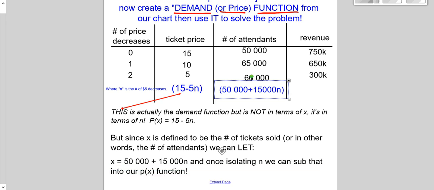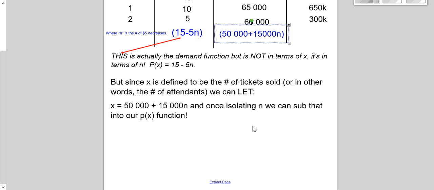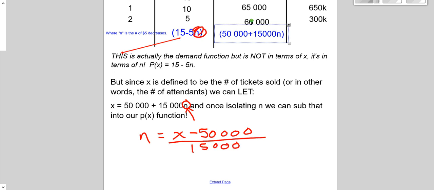So if we did a little bit of rearranging for N, because this N we want to get rid of, and we want to replace it with something that has an X in it, let's take this N and rearrange. Just using a little bit of algebra, I'm going to move my 50,000 over and divide by 15,000. So if I isolate this N, that N is going to be X minus the 50,000 divided by that 15,000. So there is an expression that takes the place of that N.